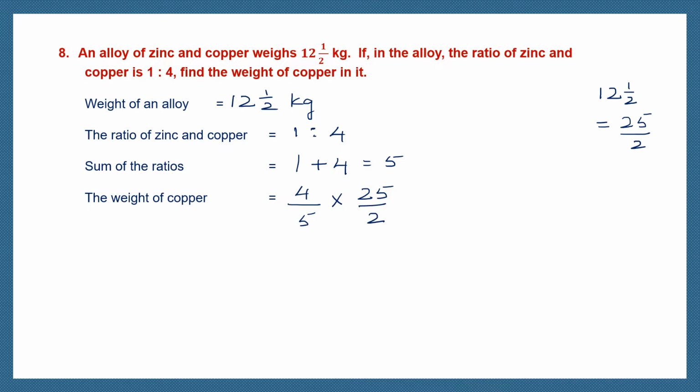Let's cancel what we can. I can cancel 5 and 25. 5 1s are 5, 5 5s are 25. I can cancel 2 and 4 also. 2 1s are 2, 2 2s are 4. So now let me multiply what's in the numerator. 2 5s are 10 and denominator 1 1s are 1. So 10 by 1 is 10. And the weight of copper in this is 10 kgs.